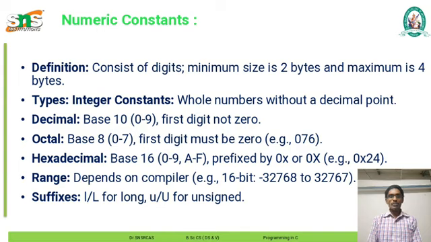The range depends on the compiler. For example, for a 16-bit compiler, the range for the numeric constant will be minus 32,768 to plus 32,767. Suffixes: l or L for long, and u or U for unsigned.